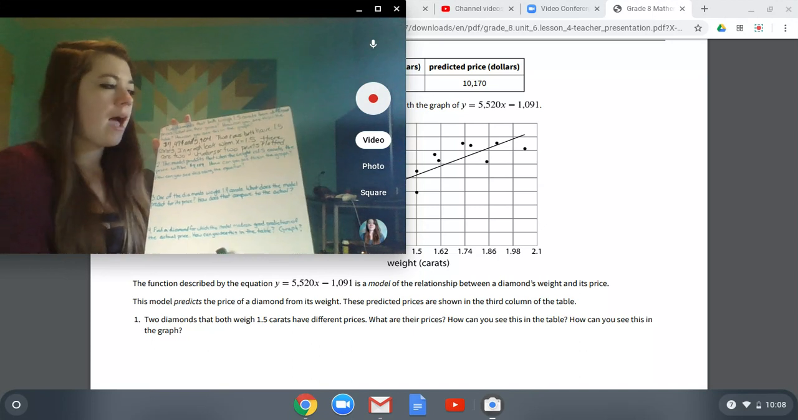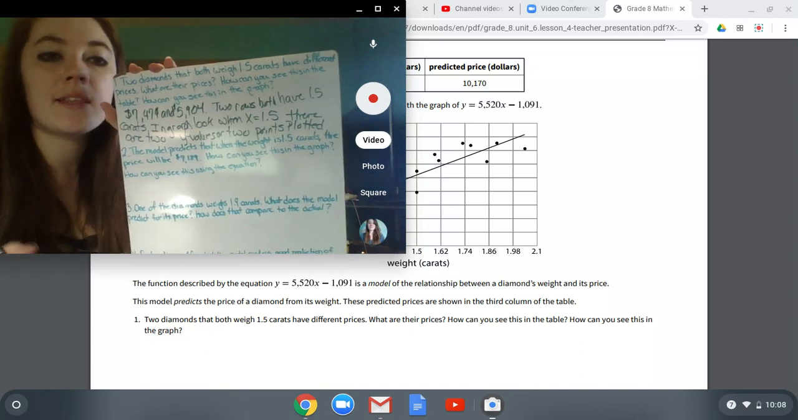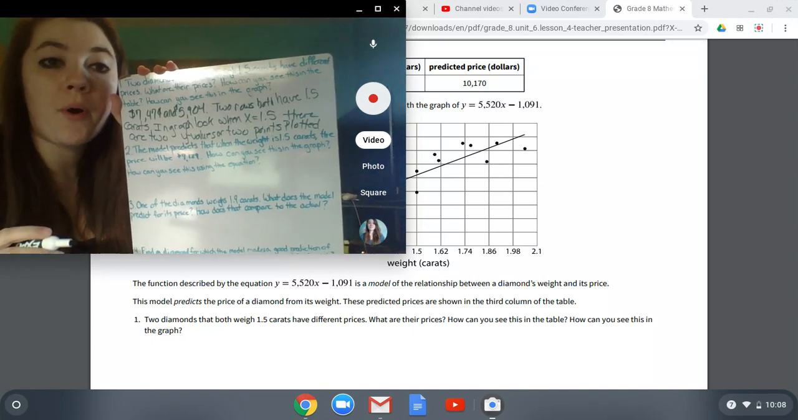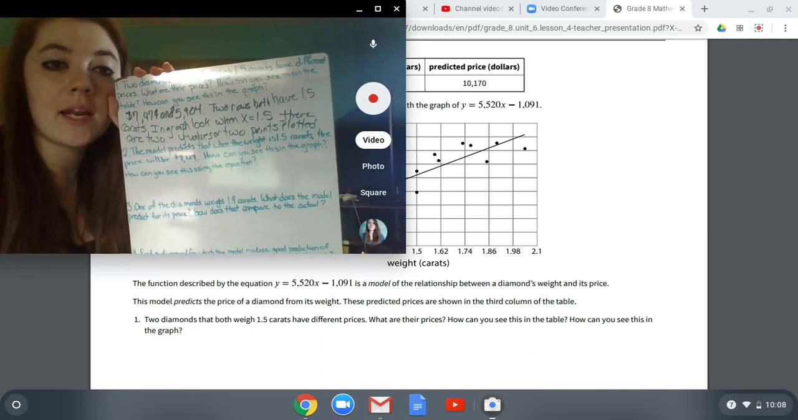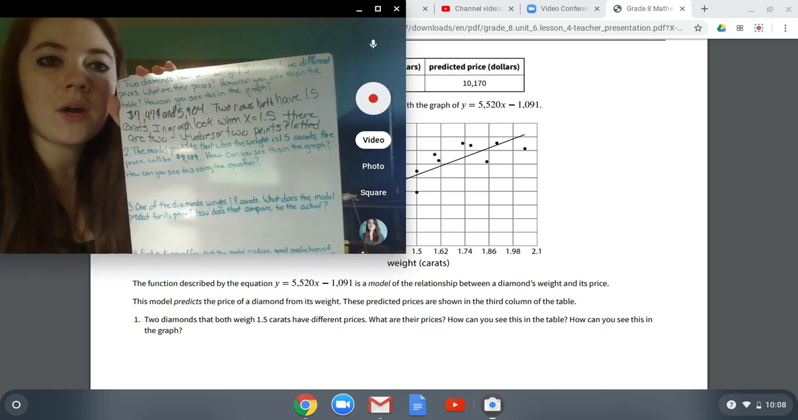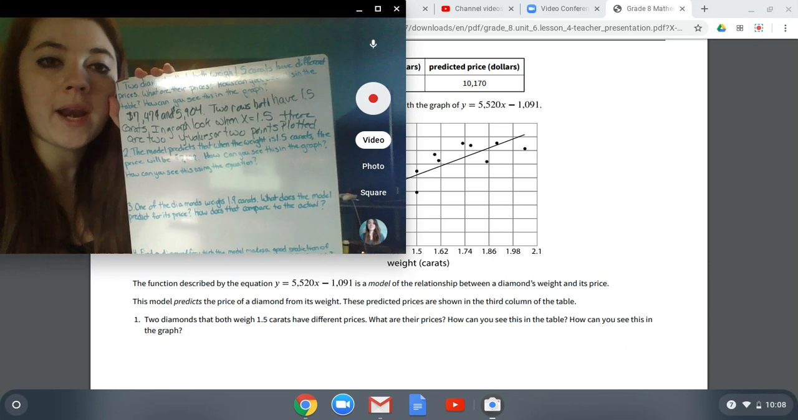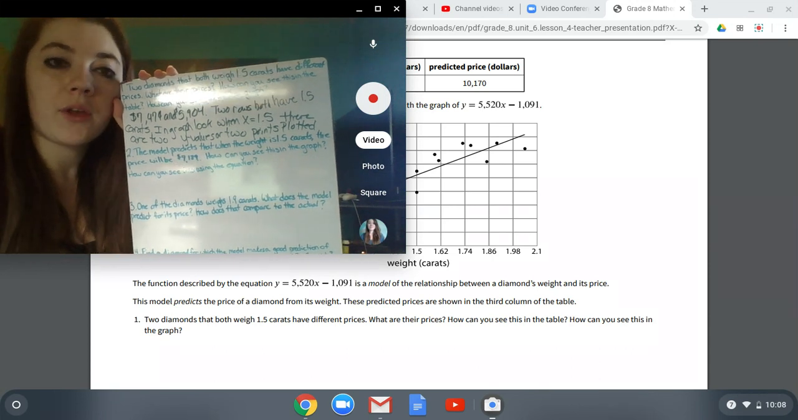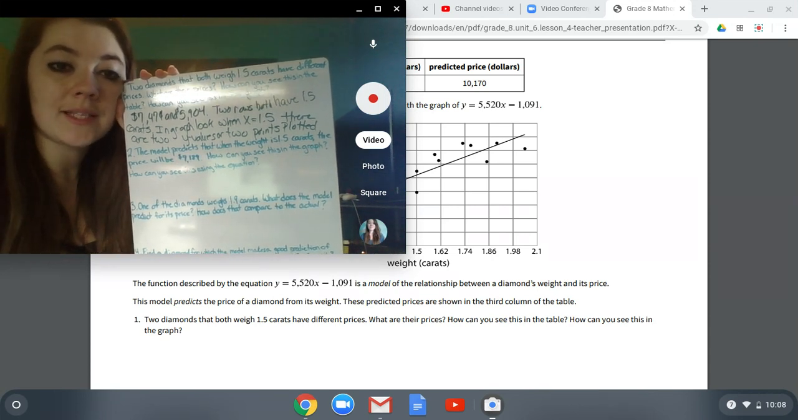So by looking at the table, we can see the fact that there are 2 rows that both have carats of 1.5, so we can see it in the graph. Kind of the same thing, we notice that there's 2 points for one x value, so that x value of 1.5. So that's how we can see that.